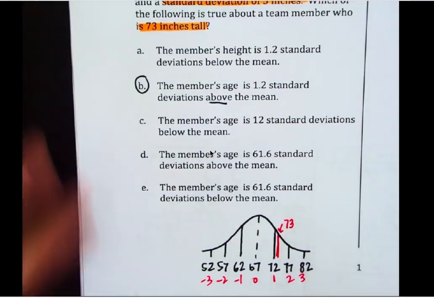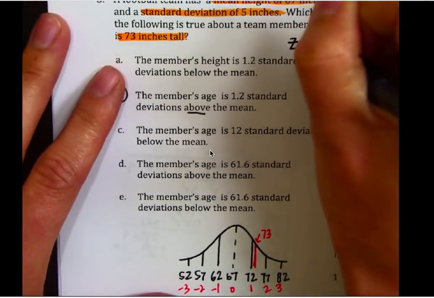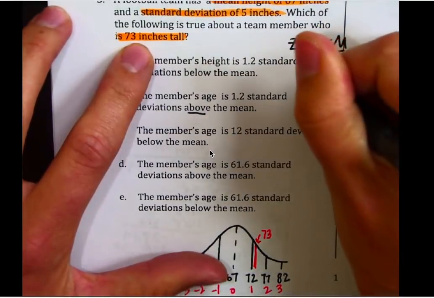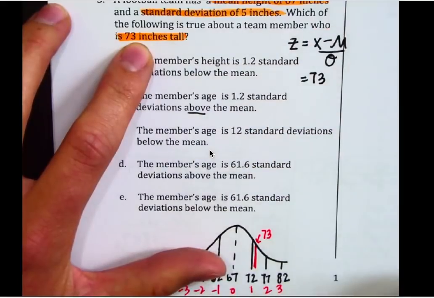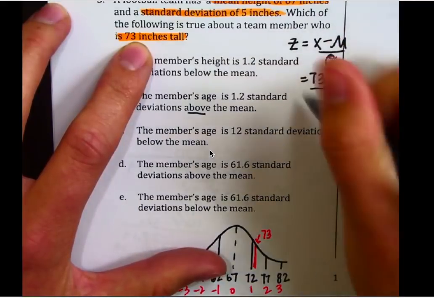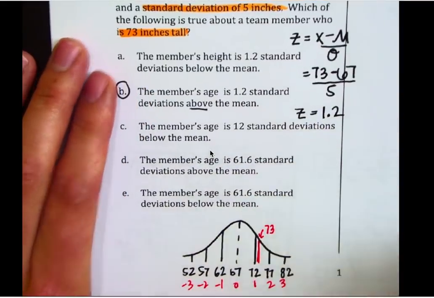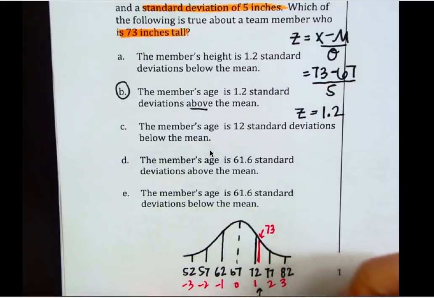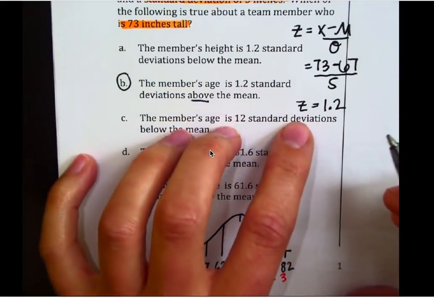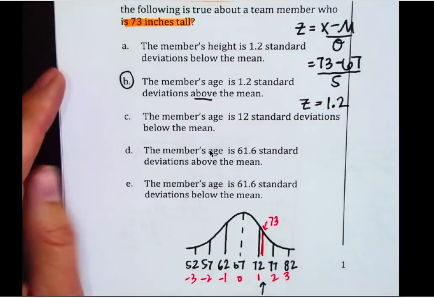Okay, so another way we can do that is using the z-score. So if I use my formula for the z-score, it's my value minus the mean divided by standard deviation. So we plug in the team member's value, 73, and subtract the mean and divide by standard deviation. It will give us a z-score of positive 1.2. So again, that puts us right here at 1.2 standard deviations above the mean, because the z-score is the number of standard deviations away from the mean. So positive means we're above.